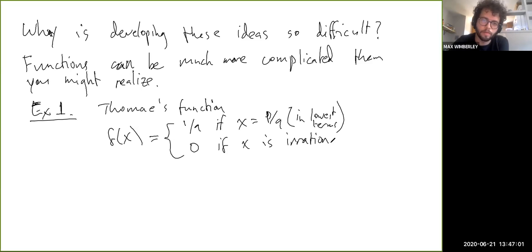You might have heard of rational and irrational numbers before. Rational numbers are the numbers that you can express as a ratio of two integers, and you can always write a rational number uniquely in lowest terms. Like 5/7 is in lowest terms, but 5/10 is not, because really that's 1/2. So what this function does is that if you put in a rational number, you write it in lowest terms, and then the output value is just 1 over the denominator. So f of 5/7 would be 1/7. And for any irrational number, for example the square root of 2 or pi, it outputs 0.